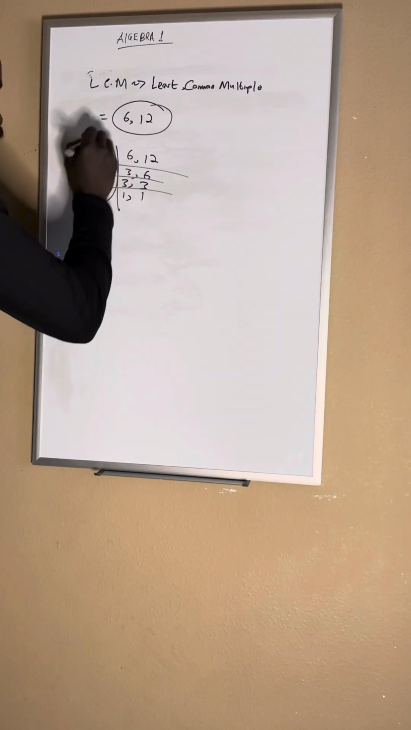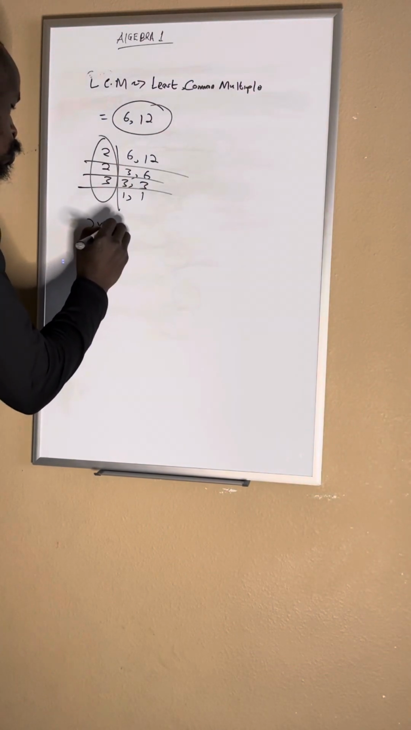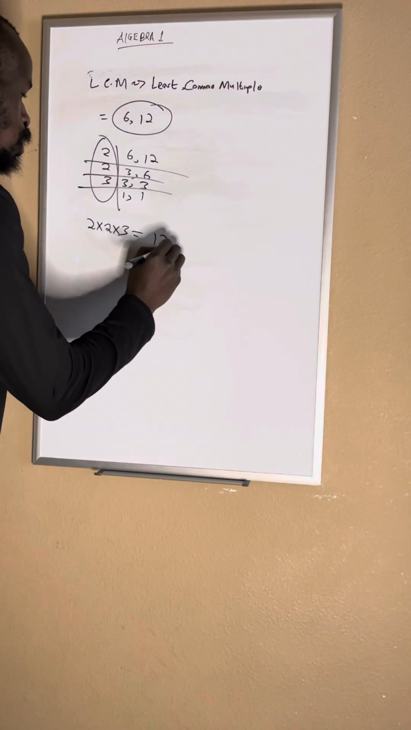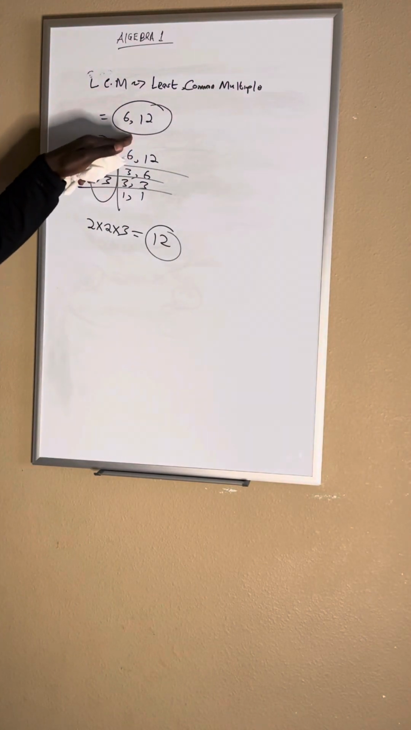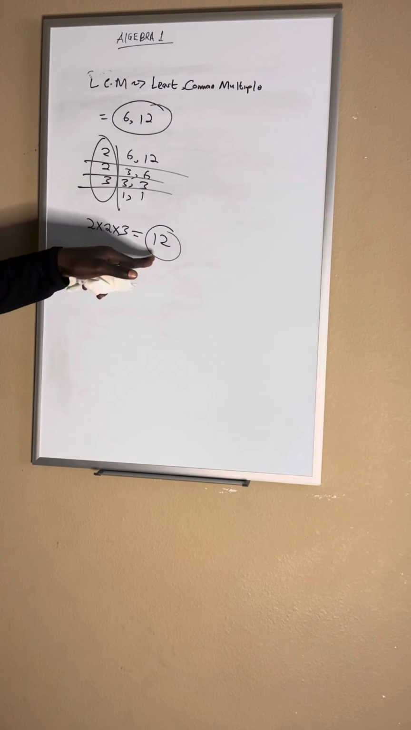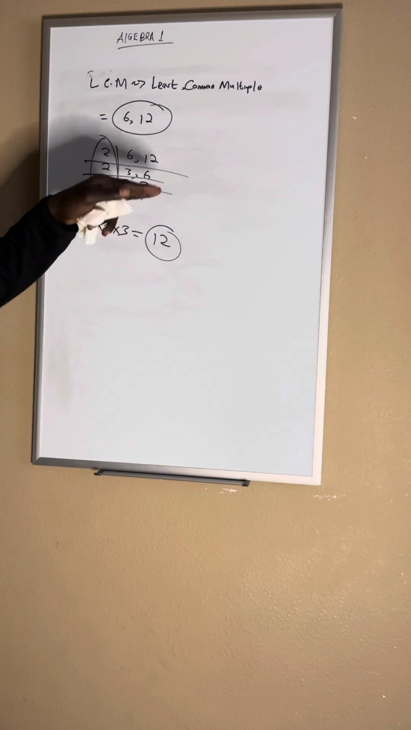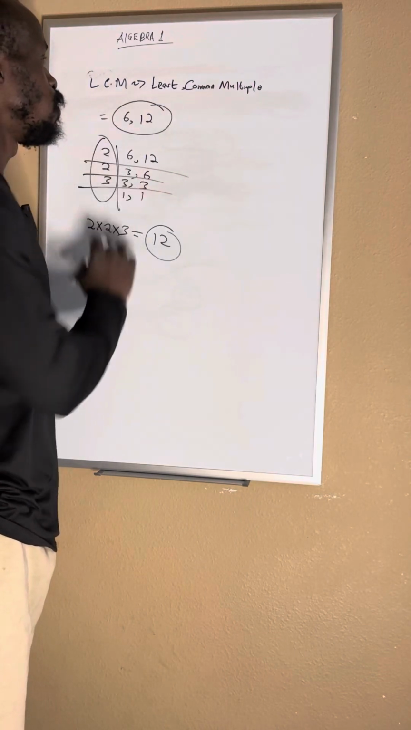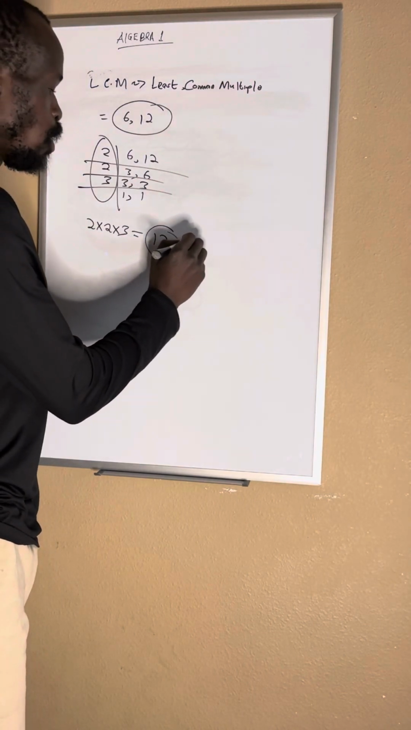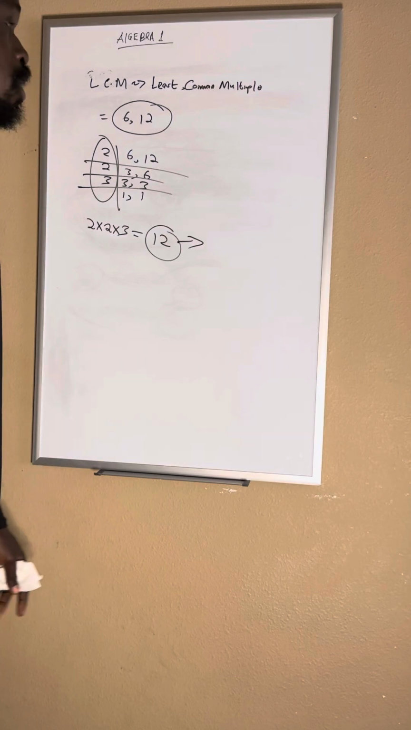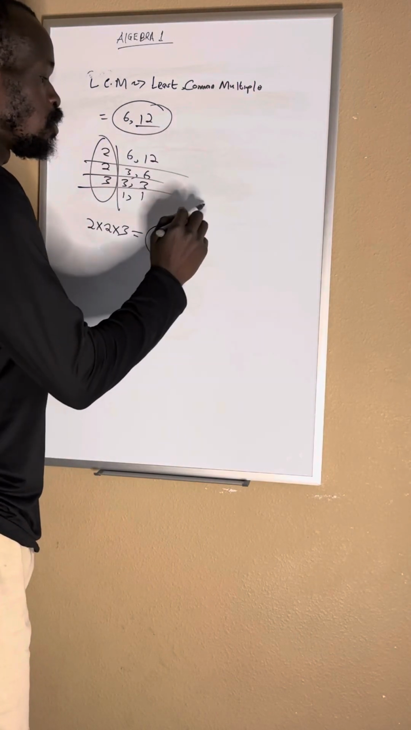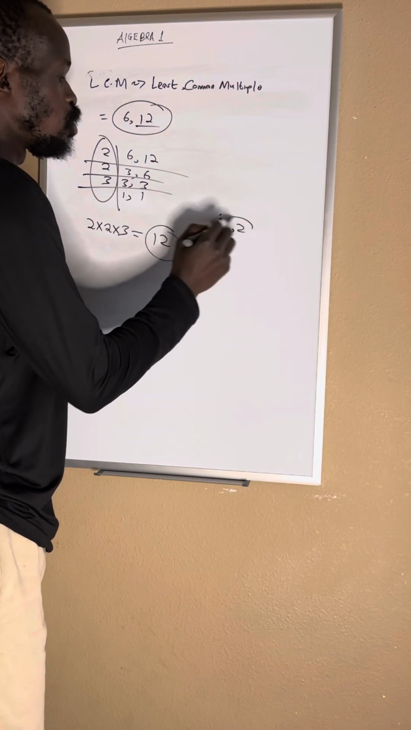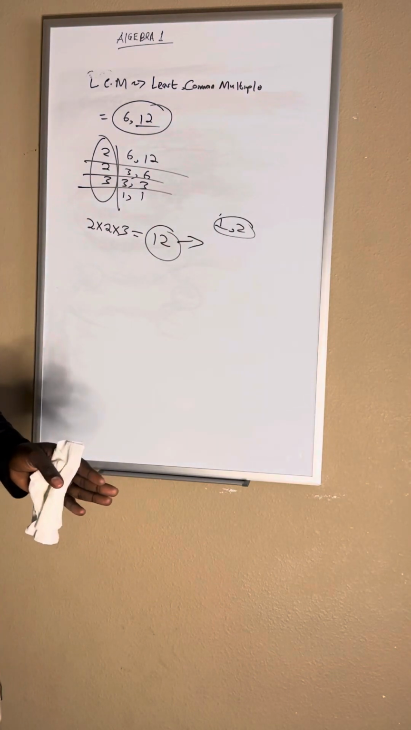So we multiply these multiples. This will be 2 multiplied by 2 multiplied by 3. What will that get us? 12. So the LCM of 6 and 12, by that we mean the least common multiple of 6 and 12, is basically 12. And how can we know that? 12 divided by 12 will give you 1. And 12 divided by 6 will give you 2.